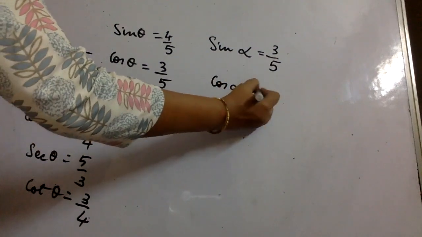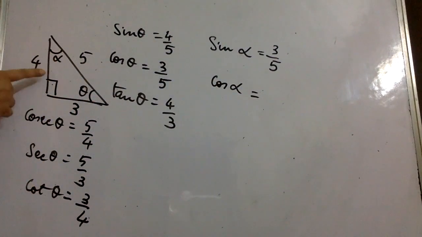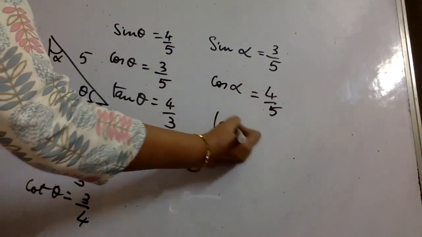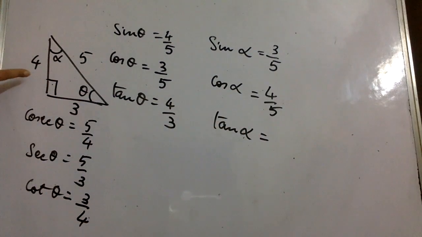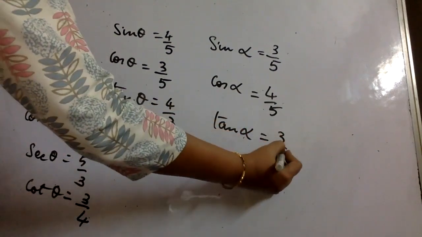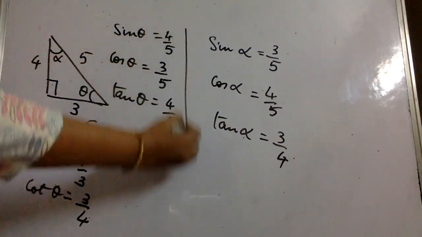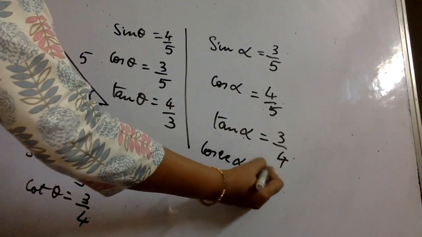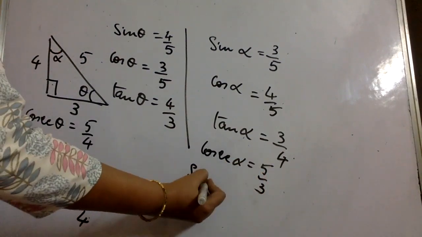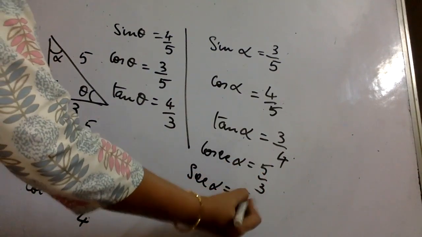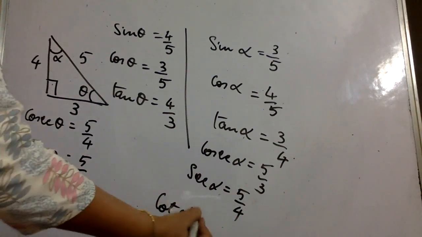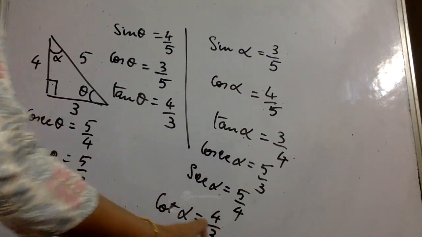Cos alpha is 4 by 5. Okay, and tan alpha is 3 by 4. Similarly, you can get cosec alpha, which is 5 by 3, and then sec alpha, which is 5 by 4. And then you can get cot alpha, which is 4 by 3.